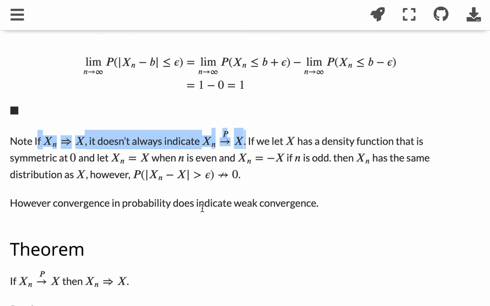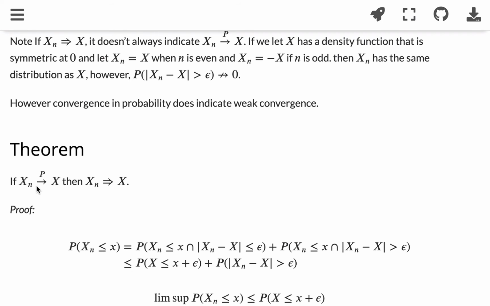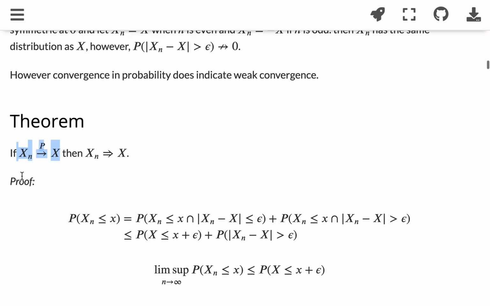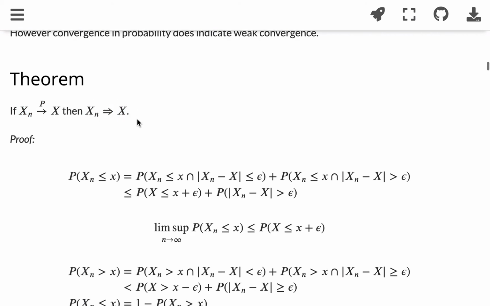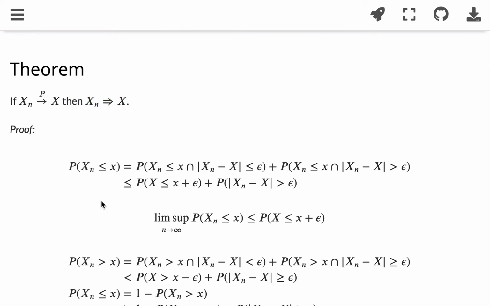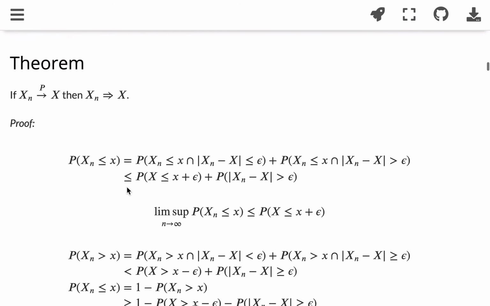However, convergence in probability does indicate convergence in distribution, which is to say that if Xn converges to X in probability, then Xn converges to X in distribution. So this tells us that convergence in probability is a stronger convergence than convergence in distribution, and convergence almost surely is the strongest one. So convergence almost surely is stronger than convergence in probability and stronger than convergence in distribution. The proof of that is kind of a play around with sets, so which set is included in which set, and let's go through that.